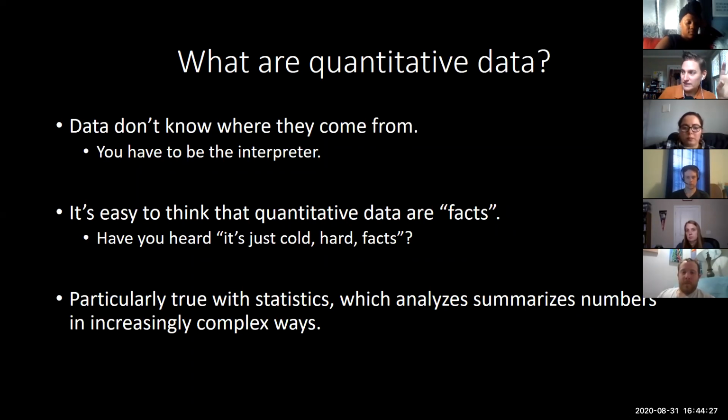Statistics, it's particularly true for that. The goal of statistics is to take observations and condense them down, and then summarize them in more and more complex ways. And so then you come out with something that people will call a fact because it's a number, but it's not. It's all just as positional as anything you will ever do in qualitative research. It's just that quantitative researchers pretend like it's not.